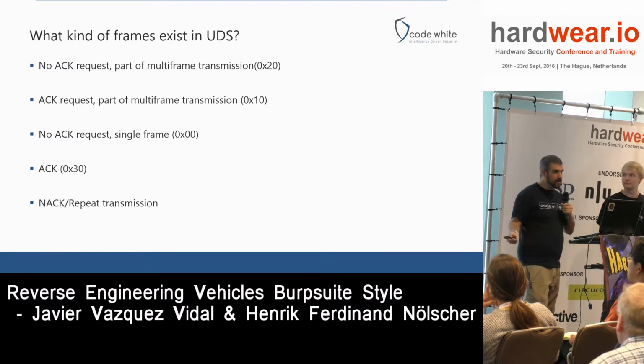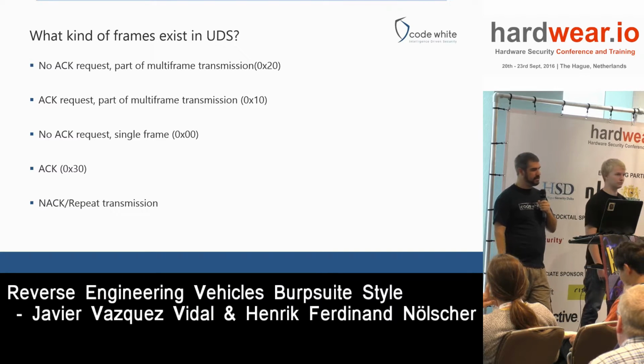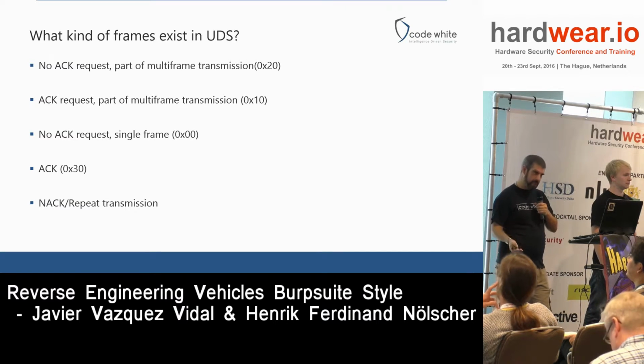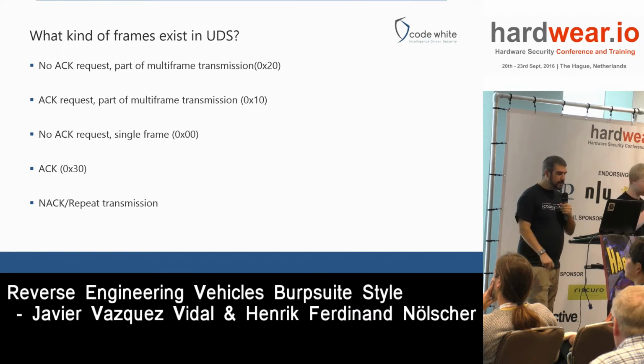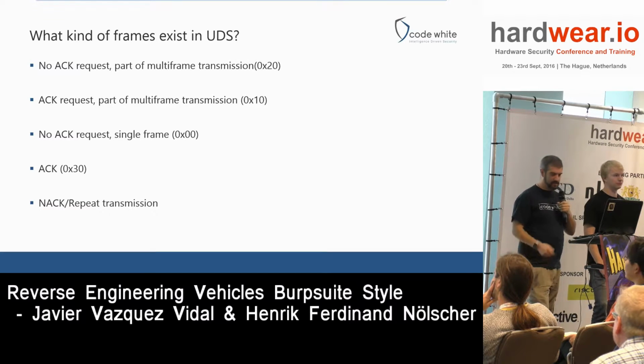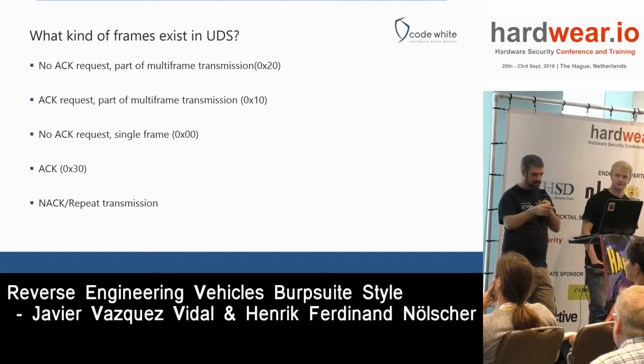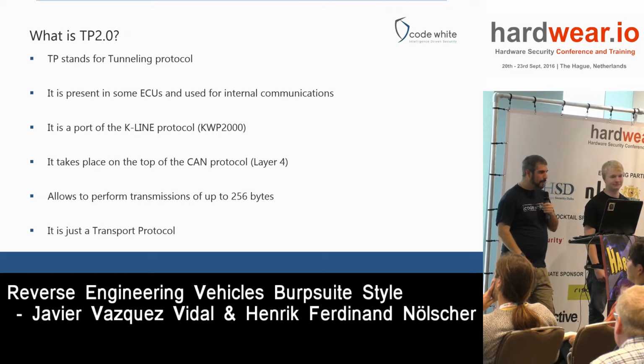Then there's a single frame, where the first byte is 00 plus the length. So if the length of the payload is 3 bytes, it would be 03. ACK is a single byte, 30, and NAC, repeat transmission, is I think 90 or 95 or something like that. It was lost during the slides.